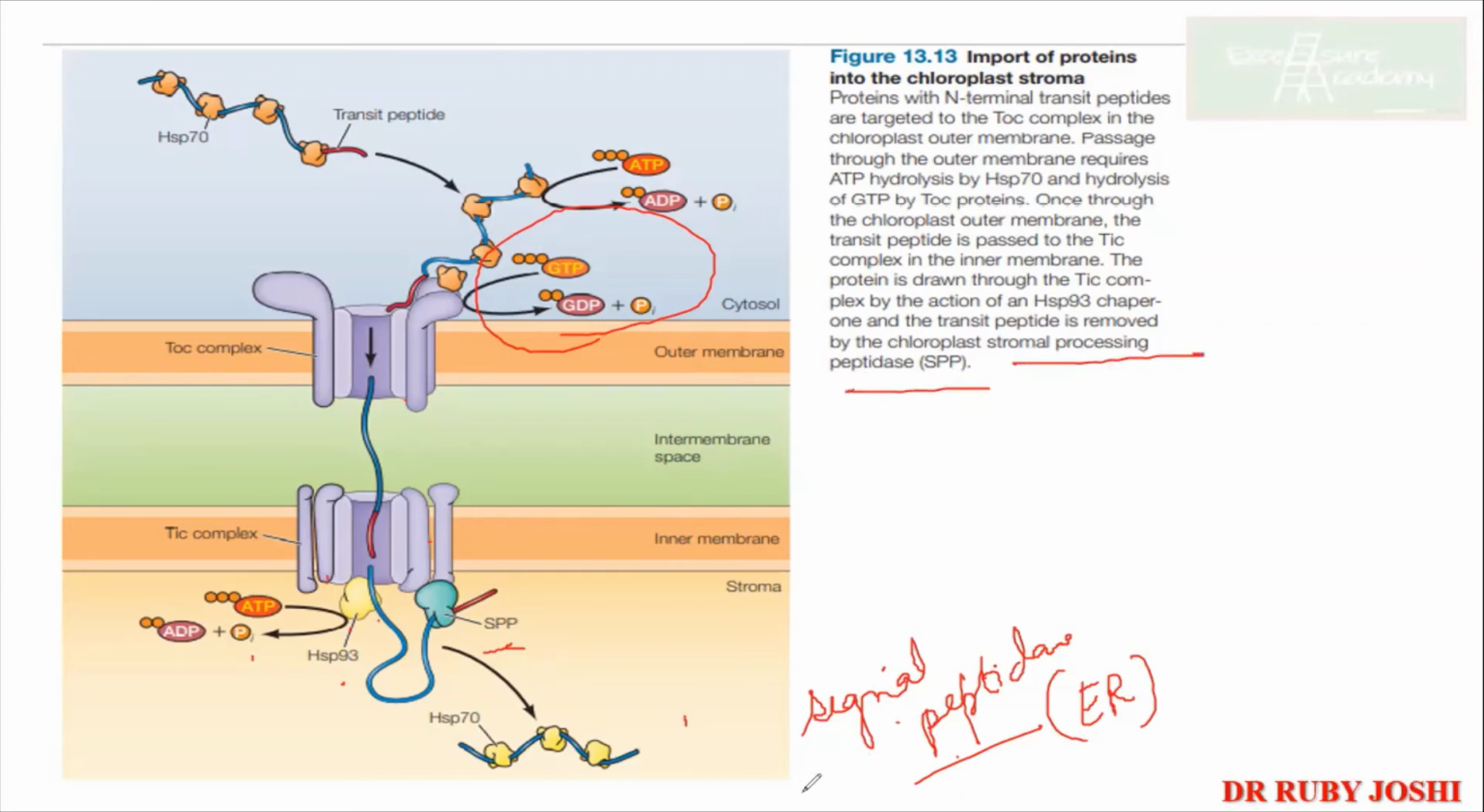Now, once this is done, HSP70 again takes this protein and keeps it in the unfolded form until it is required to be completely folded. The complete folding will happen only in HSP60. Okay, is it clear to everyone else? The role of HSP93, SPP, HSP70. Yes, okay, that's fine.